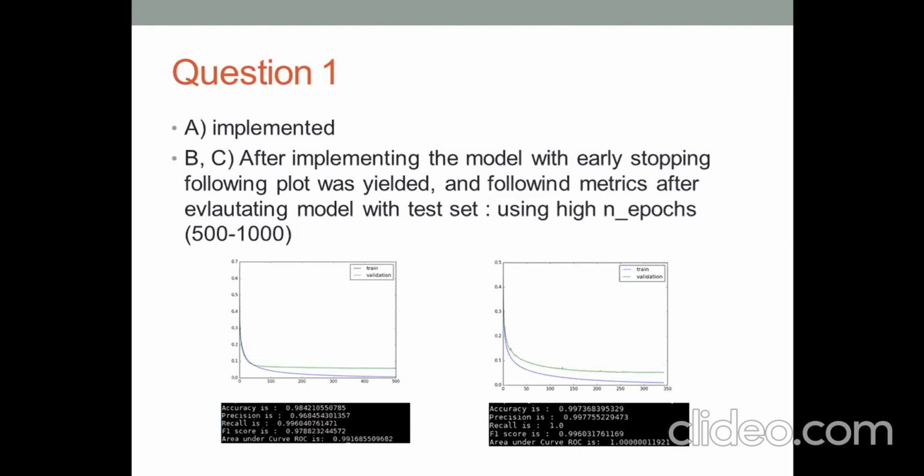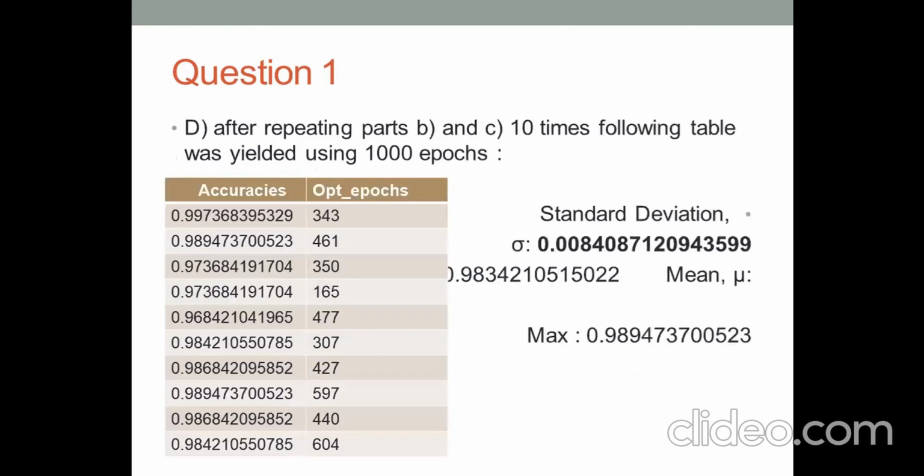Question 1D. Maybe we can continue with question 1D, where you were supposed to repeat. So in here I am repeating the program, and using 1000 epochs because I found this the best one. And I am reporting the accuracies 10 times and reporting the optimum epochs also 10 times. We can see here the standard deviation is very small. The mean also is around 98%.